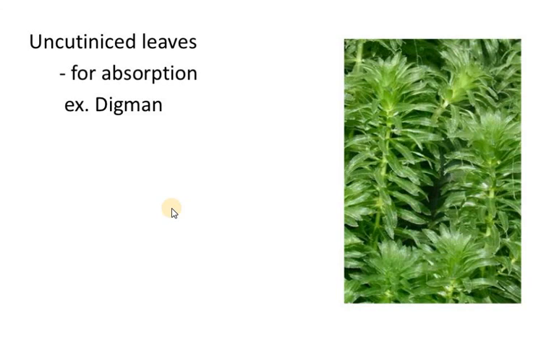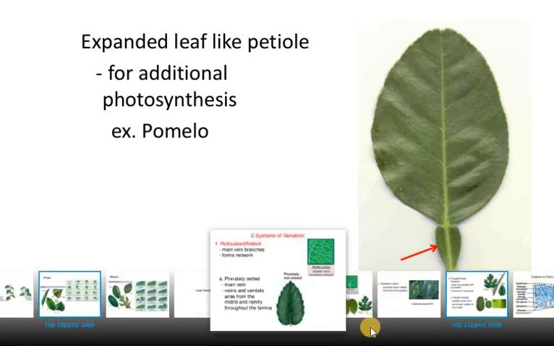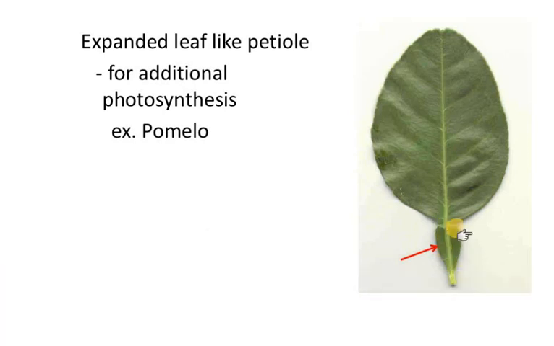If you see water plants, they don't have cutinization on their surface, so that is for maximum absorption. But terrestrial plants have cutinization for preventing water loss. In some plants, for example Naragam, they have an expanded leaf-like petiole. In the base of the petiole there is an expansion of the petiole. That is also for photosynthesis. That is called expanded leaf.